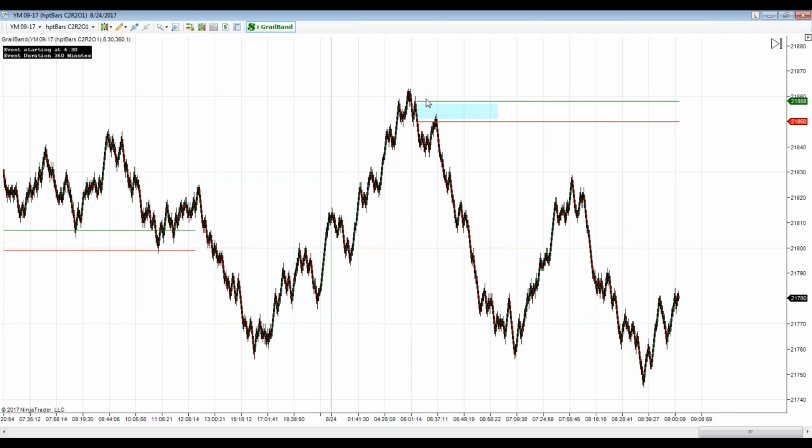All right, this is the band that will determine where the arrows fire at, whether you're using the Grail band arrows or whether you're using the Grail time band trader. All right, this is the band that controls that. So those are your times. Now, keep in mind it has nothing to do with the session template that you're running or anything like that.